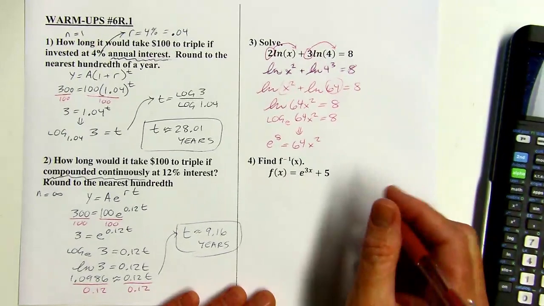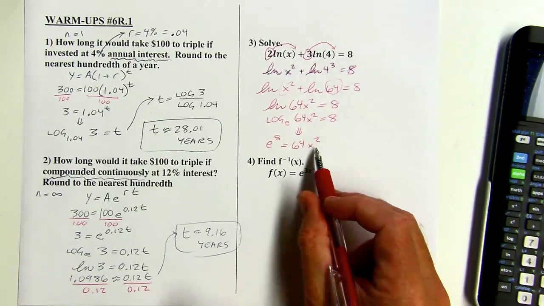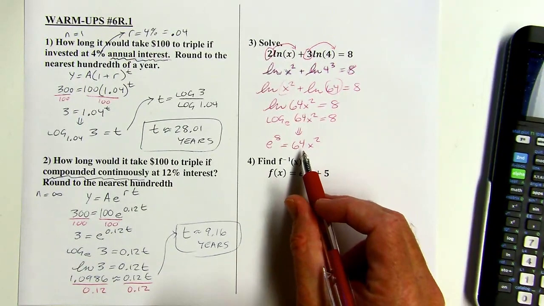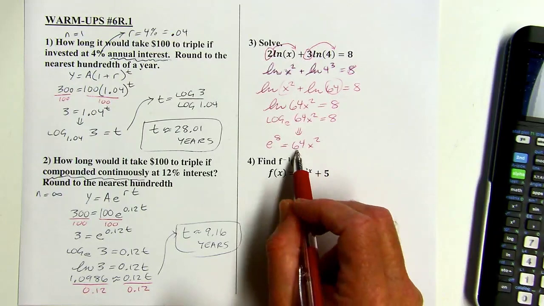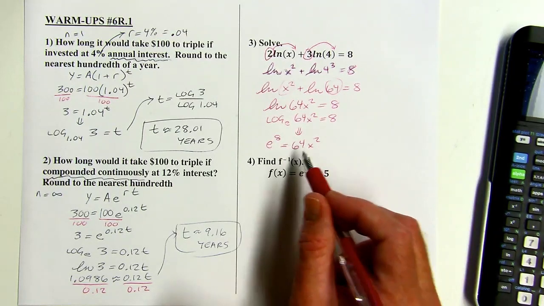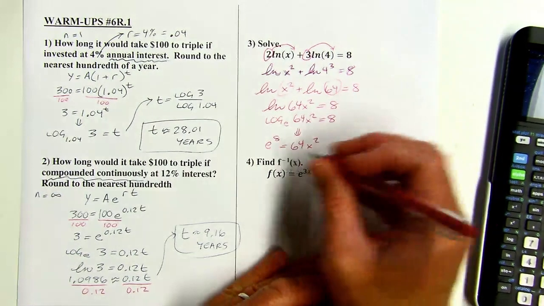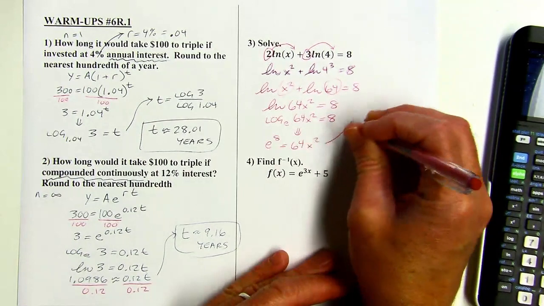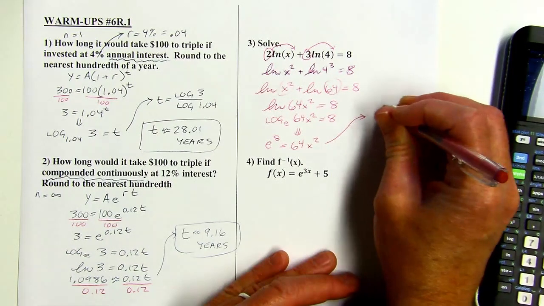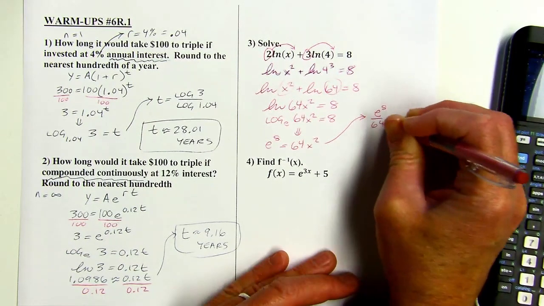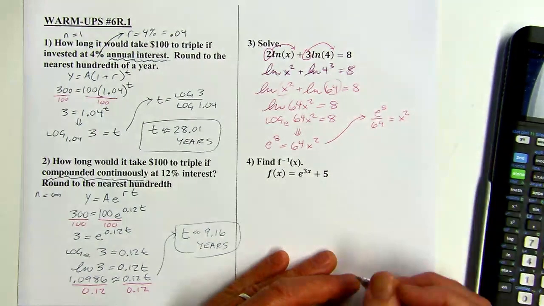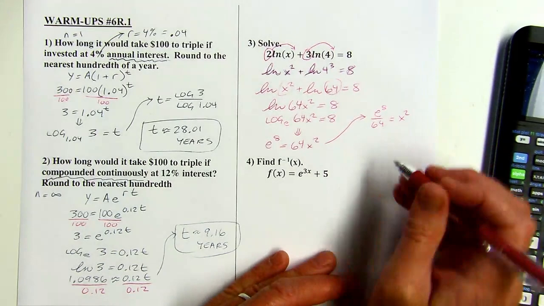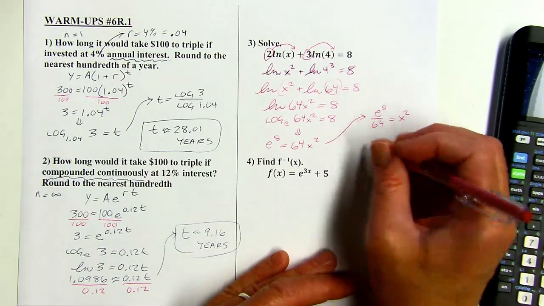So now trying to isolate for x. Don't take the square root yet. You could actually take the square root, but you've got to take the square root of the 64 as well, the whole equation. So what I'm going to do instead is first divide by 64. So this is going to be e to the 8th over 64 equals x squared. Okay. And now I'll take the square root of both sides.